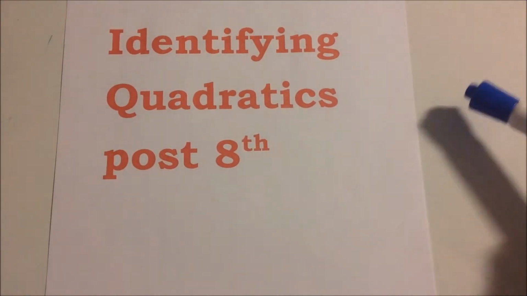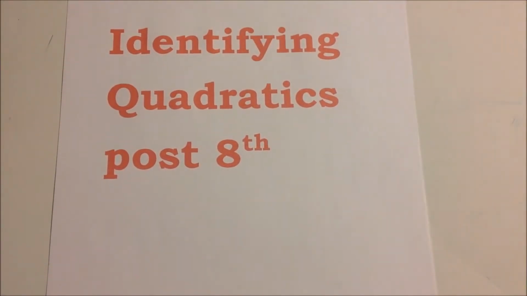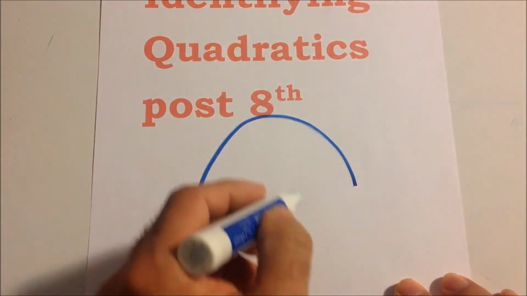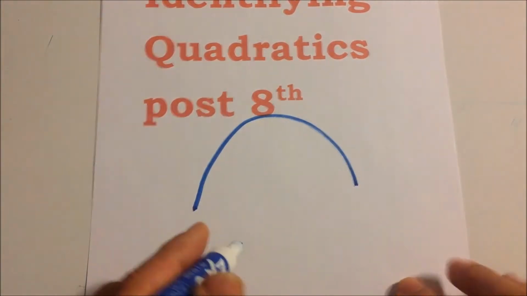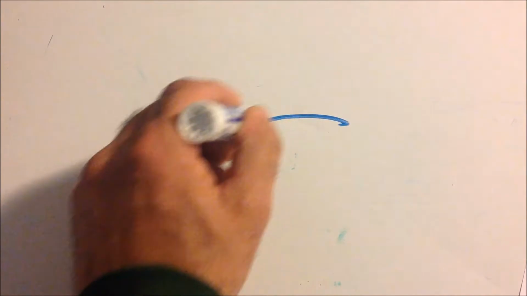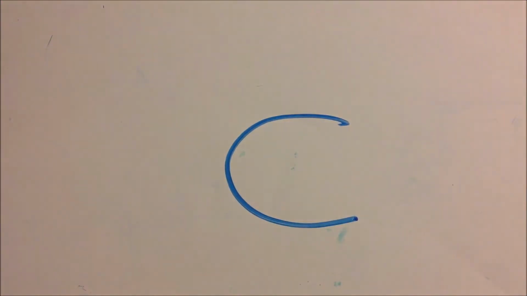Here's our video on identifying quadratics. A quadratic equation will create curves, which we call parabolas. We have something that could look like this. It could be facing downward, or it could face upward, and so forth. It can also form to the left or to the right. That's what a quadratic is.